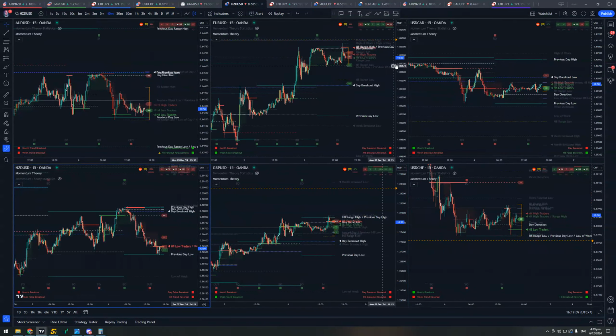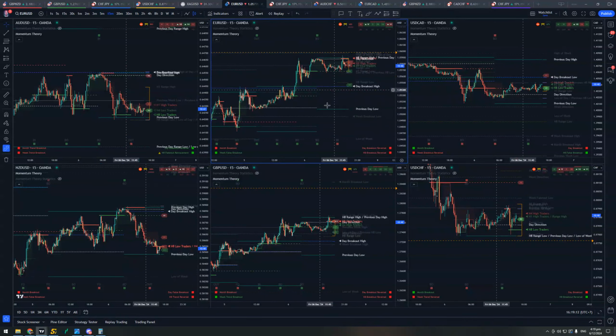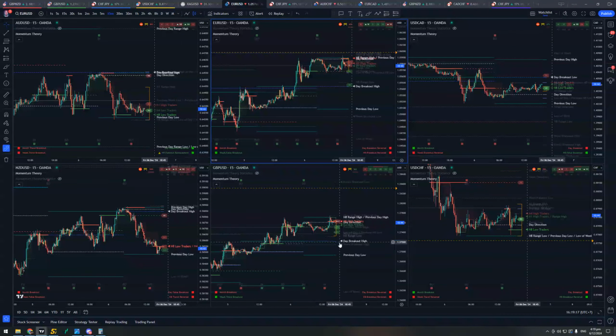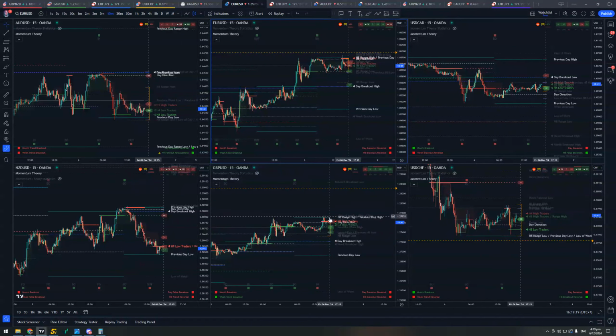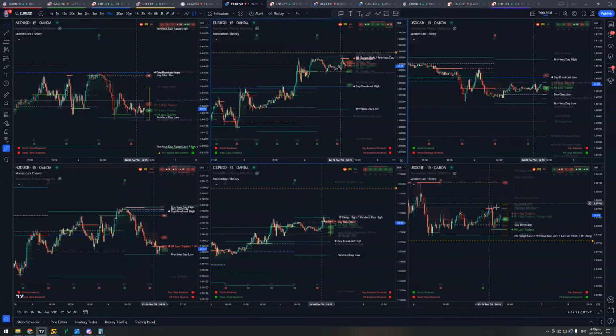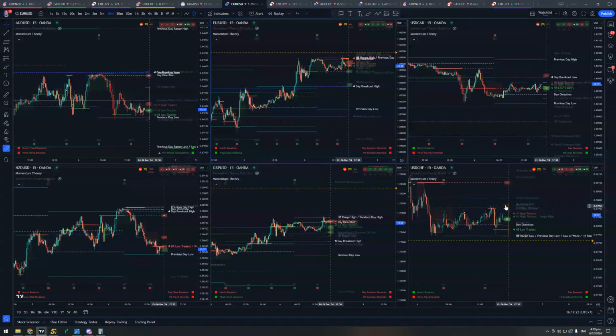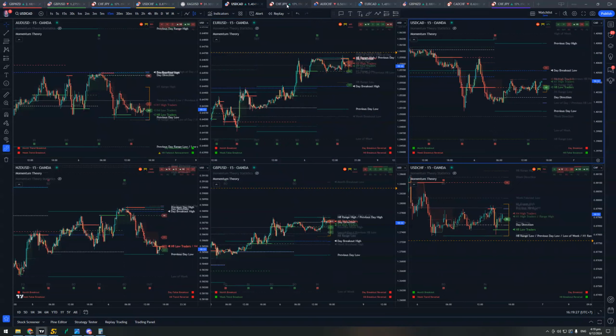No setups on EU. Inside bar and H8 did not trigger. GU, this is the one I was looking for, breakout, but did not present itself. USD Swiss was the other one I was looking for. Didn't take a trade on that. And that was it.